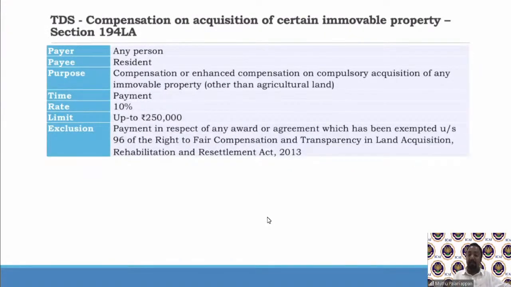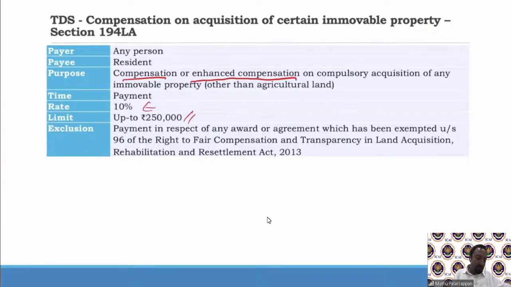We spoke about compulsory acquisition. Whatever compensation or enhanced compensation you get for compulsory acquisition, tax will be deductible. So when the government or any other person is compulsorily acquiring the property, the person who is acquiring the property will deduct 10% at the time of payment, and it is not applicable if it is up to 2.5 lakhs.